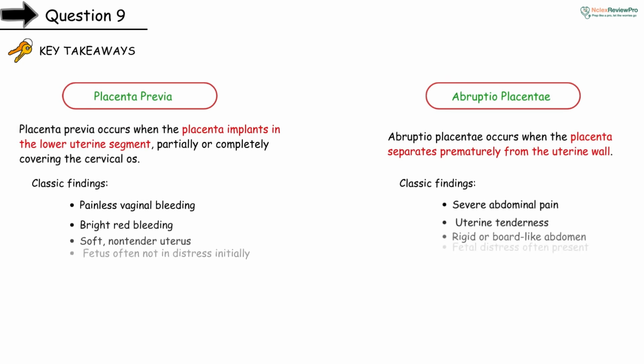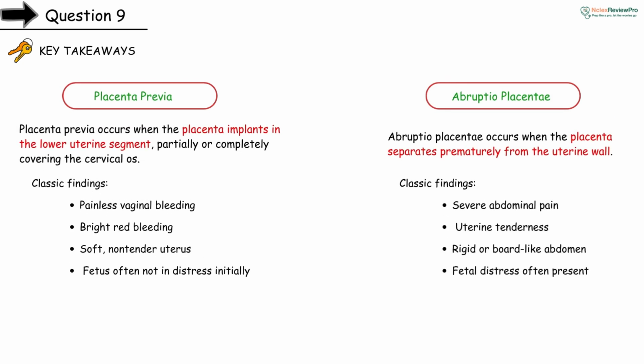So the key takeaway here is this. Placenta previa presents with painless, bright red bleeding and a soft uterus due to placental placement over the cervical opening, while Abruptio placentae presents with painful bleeding, uterine tenderness, and a rigid abdomen due to premature placental separation, making pain versus no pain the fastest and most reliable way to differentiate between these two conditions on the NCLEX.